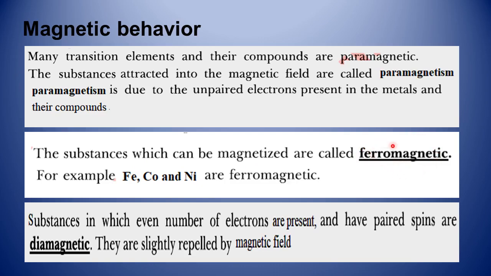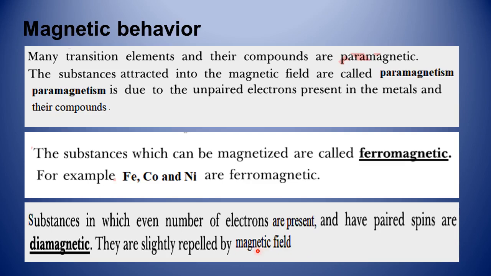Substances in which an even number of electrons are present and have paired spins are called diamagnetic. They are slightly repelled in the magnetic field. So students, we have seen the electronic configuration of zinc, in which all the electrons are paired up. Such substances are repelled in the magnetic field and are called diamagnetic substances.